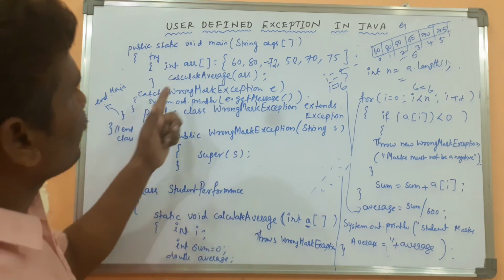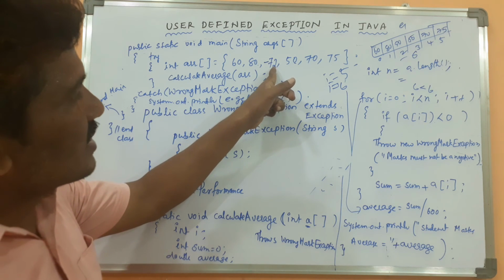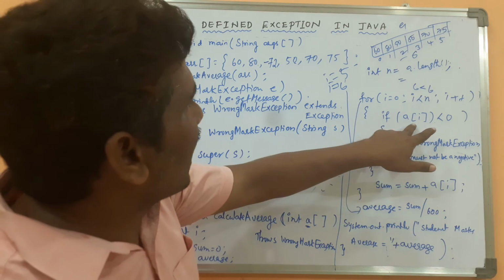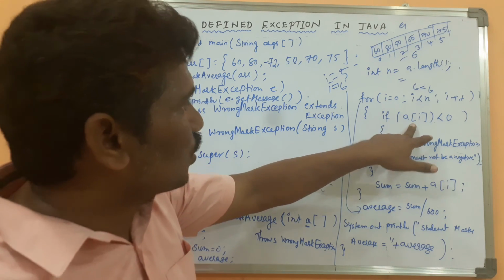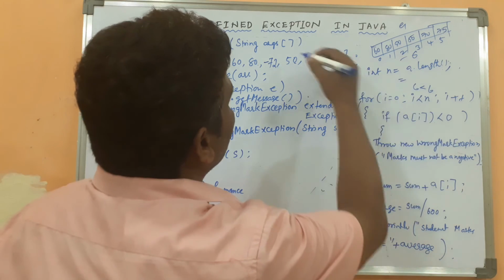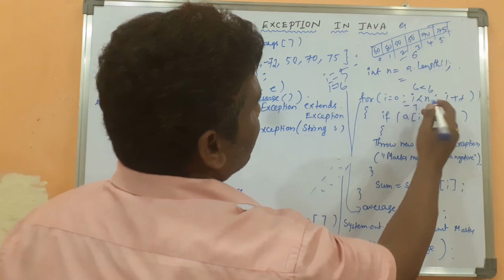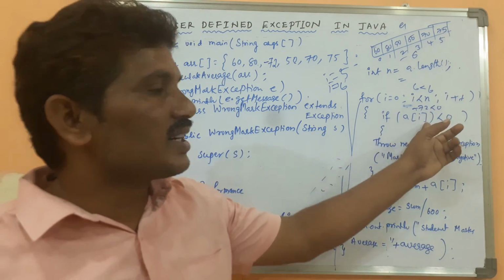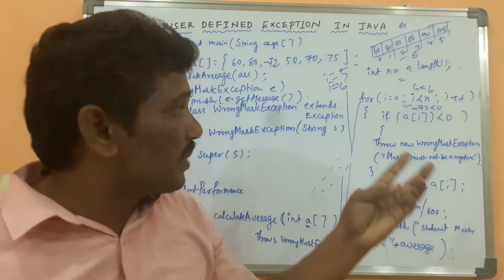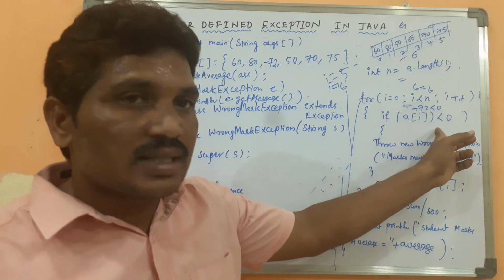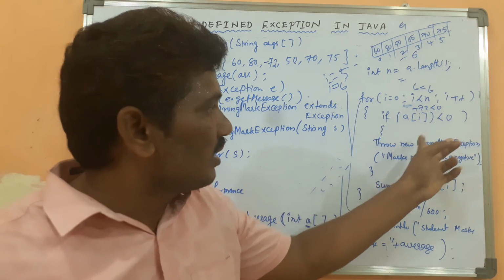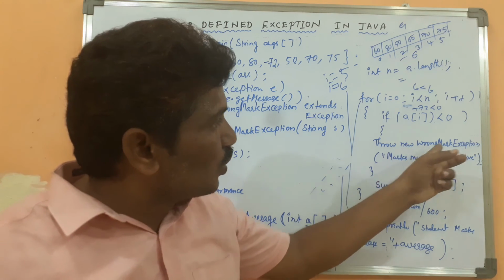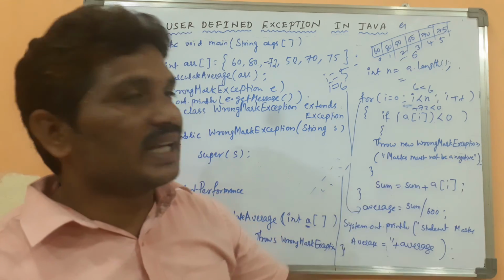But here, whenever the marks are given as negative, it comes to here. Then when i value becomes 2, a of 5, what is the a of 5? Minus 72. Because the condition returns true. Then what happens? If the minus value is given, then it throws an exception. What is the exception it is throwing? Throw new WrongMarksException, marks must not be negative.